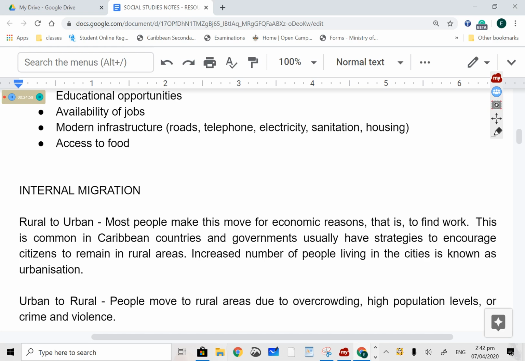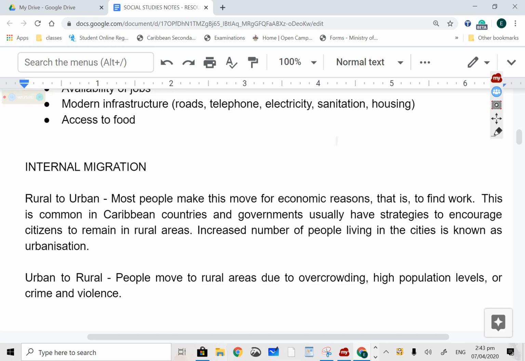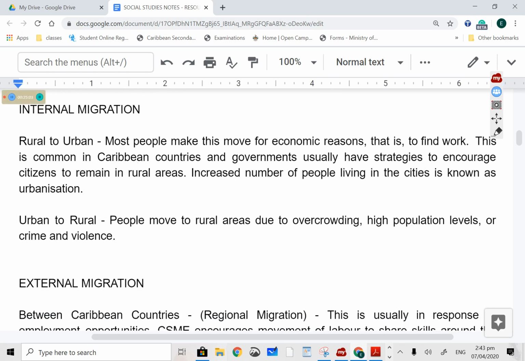Okay, from one place to the next. Okay, so we have internal migration as well. We have rural to urban migration. Now, first, to explain what the word rural means, rural would mean in our layman term what we call countryside.